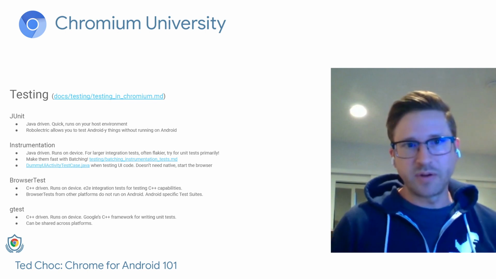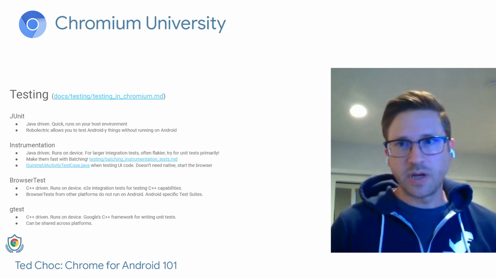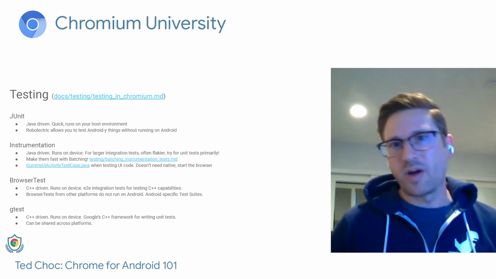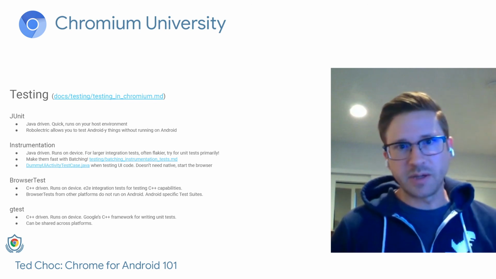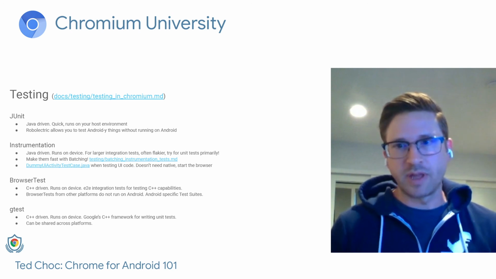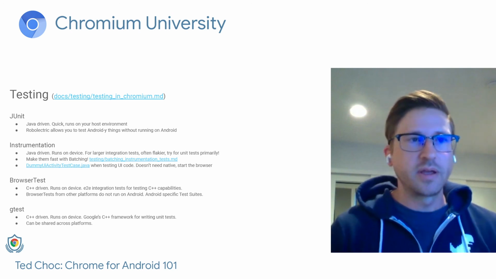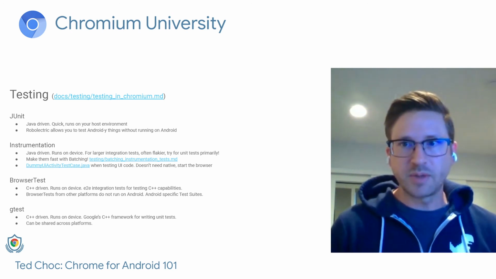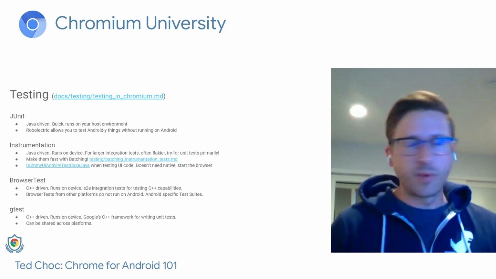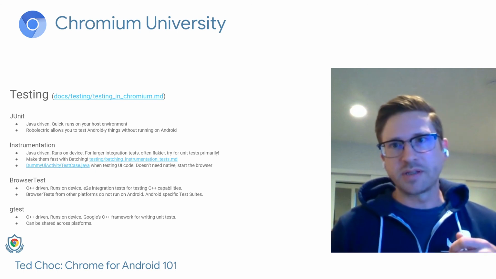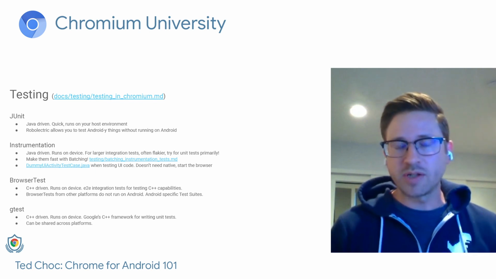Instrumentation, again, Java-driven, runs on the device, larger integration tests, runs the app. They're often flaky, so use unit tests where possible. But if you're writing them, write batch unit tests. I include a link there. It allows you to run it without restarting the processes constantly. We also have a dummy UI activity test case, which allows you to test UI without spinning up the browser. Also very valuable. Then we also support browser tests, which is a C++-driven browser integration test.